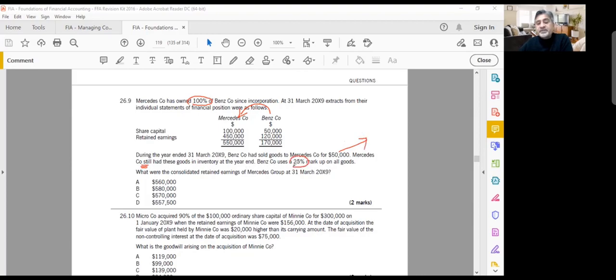Benz company uses a 25% markup on all goods. Remember, we did markup and margin before. First thing we need to calculate is how much profit was inside. Because it is a case of markup and because it is 25%, so 25 divided by 125. Can somebody do it? I can do it. 25 over 125 makes it one fifth, so 10,000. So 10,000 is my total intra-group profit.